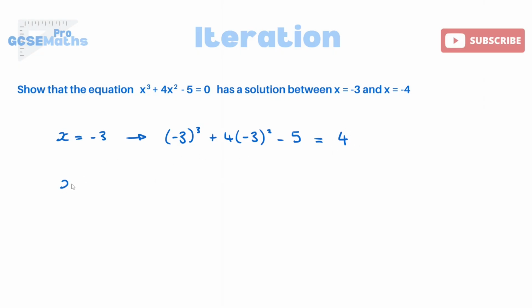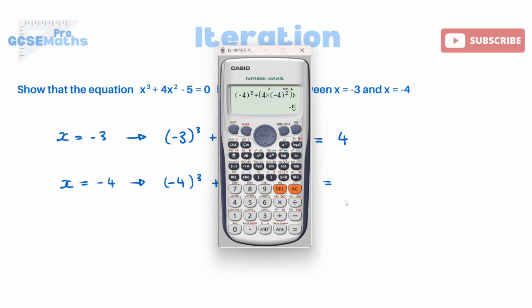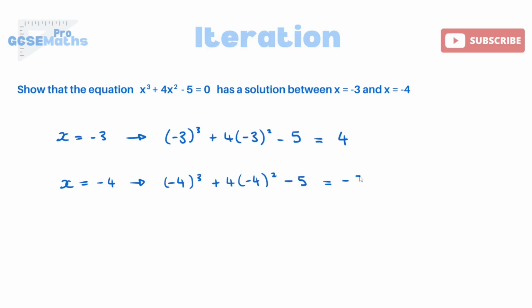And then for x is negative 4, do the same thing. So negative 4 cubed plus 4 times negative 4 squared minus 5. You can see for that one I've got negative 5. So that's your first mark. Even if you don't know what that means, that's your first mark.